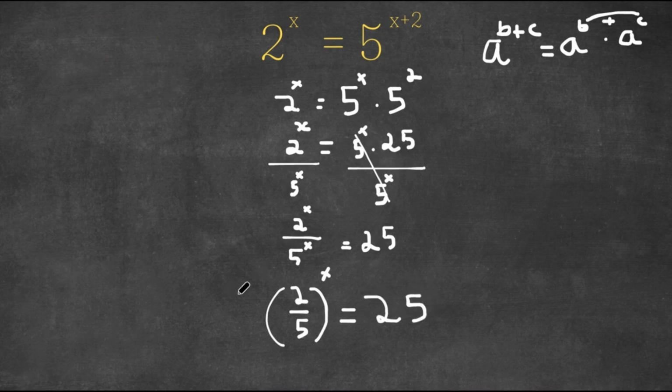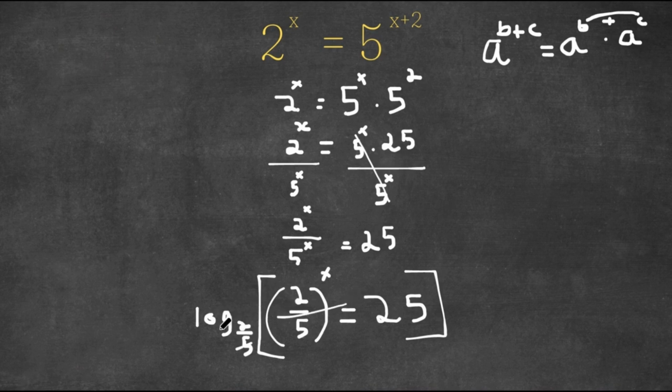So now what we're going to do is we're going to take the log base 2/5 of both sides. Well, these two actually cancel out because remember, the log is the inverse of an exponent. So because this is base 2/5, these two are going to cancel out. So on our left-hand side, we have x equals, and on our right-hand side, we have log base 2/5 of 25.